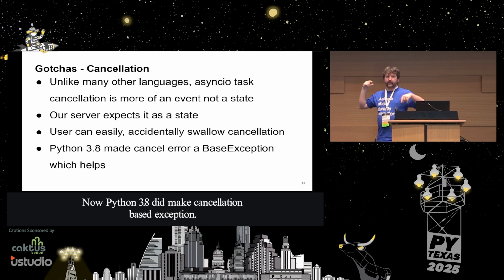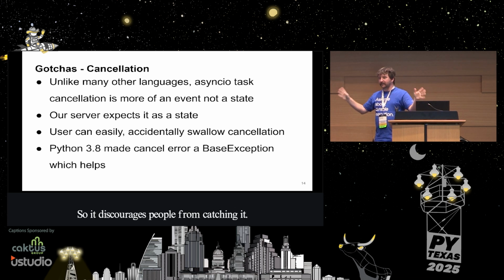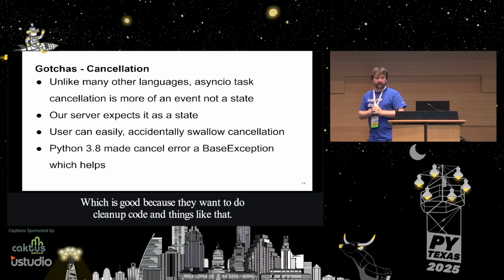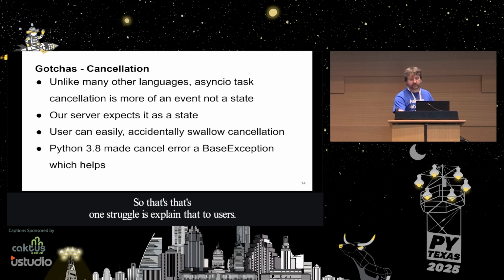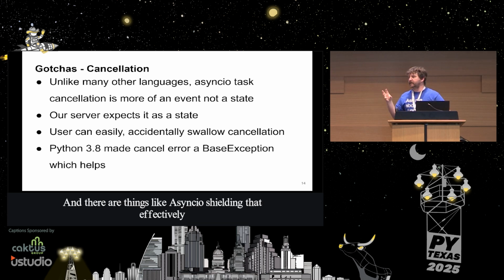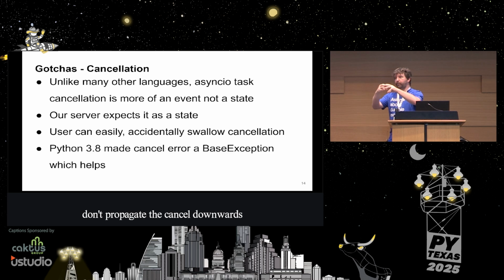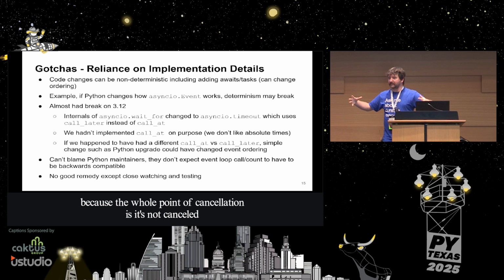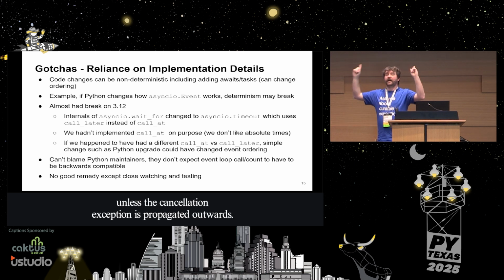Now, Python 3.8 did make cancellation a base exception, so it discourages people from catching it, but it still properly hits their finallys, which is good because they want to do cleanup code and things like that. So that's one struggle, explaining that to users. And there are things like asyncio shielding that effectively don't propagate the cancel downwards inside the shielded code, but still throw outside of the shield. Because the whole point of cancellation is it's not canceled unless the cancellation exception is propagated outwards.